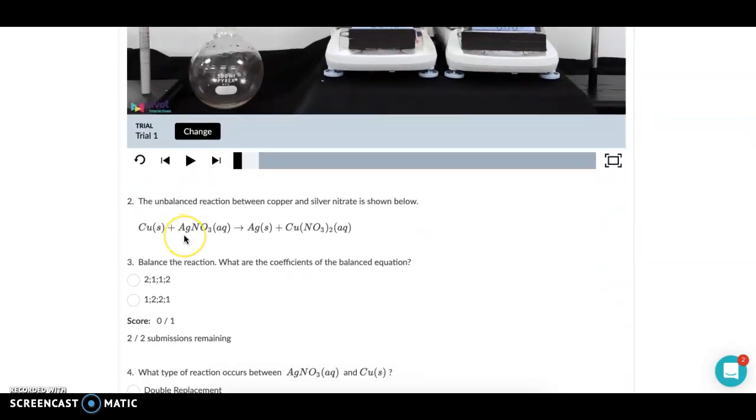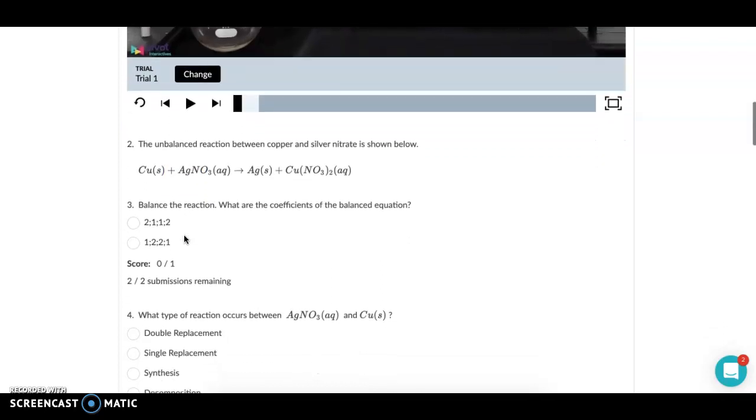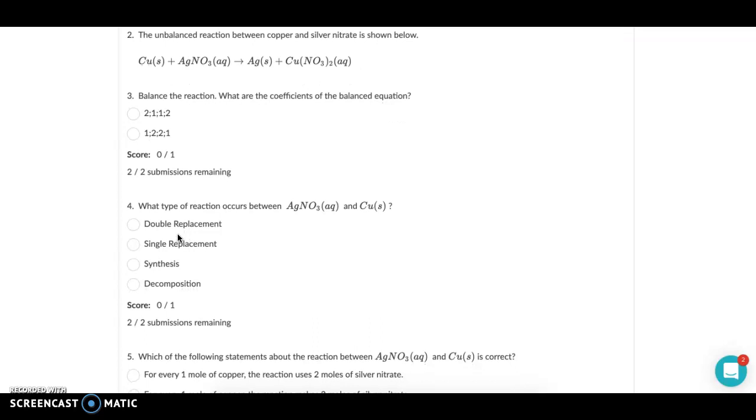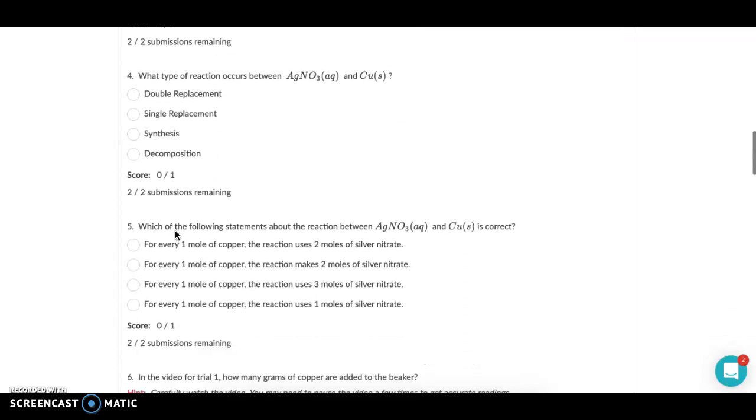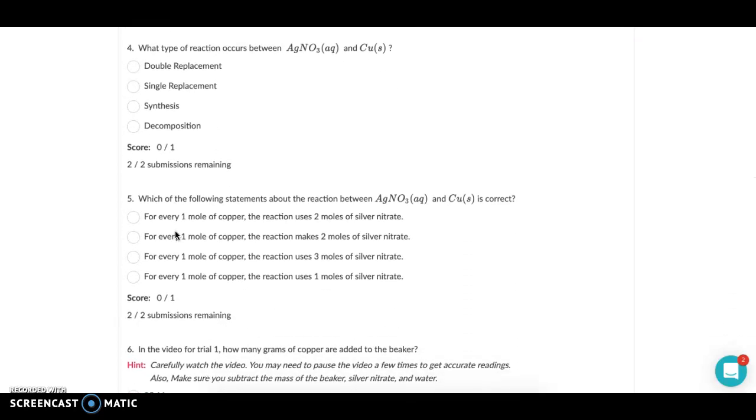Here's the reaction. It is an unbalanced equation, so make sure you balance the reaction. Identify the reaction type in question 4. With question 5, use the balanced reaction to make this for every statement. So look at the reaction and figure out which one of those is true.